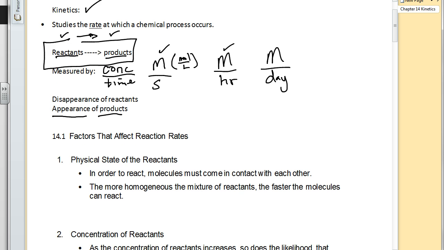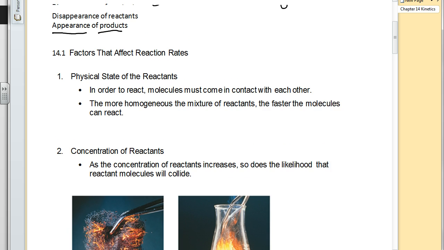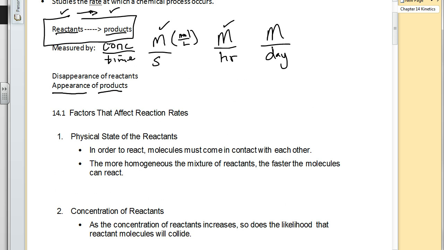Okay, so let's jump into 14.1 now, and these are going to be some of the factors that affect chemical reactions. These are the things that affect how fast a chemical reaction goes or how slow a chemical reaction goes. So the first one is going to be the physical state of the reactants. In order to react, molecules must run into each other. They've got to come into contact with each other in order to react. If they don't come in contact with each other, they're not going to. When you have a more homogeneous mixture of the reactants, the faster the molecules can react.